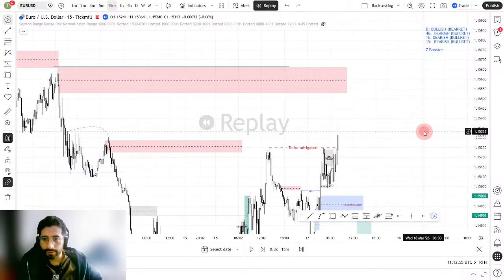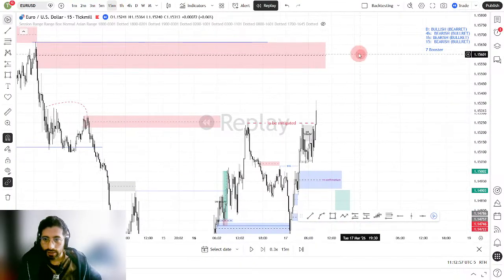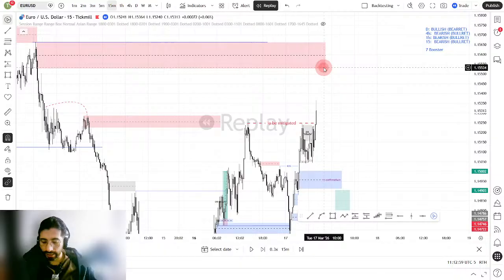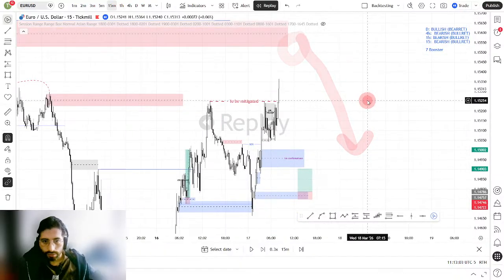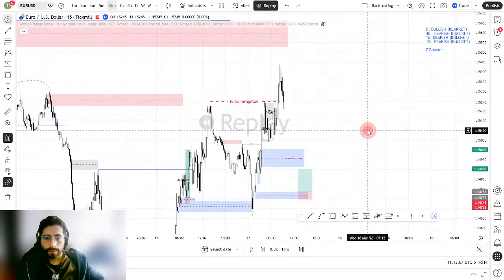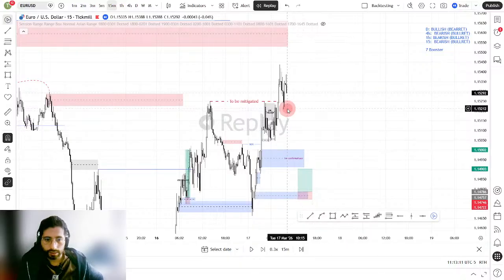Well, let's see what actually happens after this. This will be a point to execute orders downwards. So let's see what happens. The price is pushing up. It's going downwards. What time is it? 10:15.